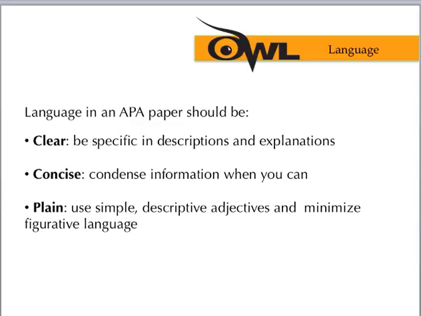Language in your paper should be clear and very specific in what you're describing and how you're explaining it. It should be concise, so no run-on information, making sure that you are direct and to the point, and using simple descriptive adjectives. Again, it's not an English paper, it is a social science report, so sticking to these guidelines will help you be clear and concise, and stay away from things like metaphors and figurative language, which are more for creative writing, not social science reports.